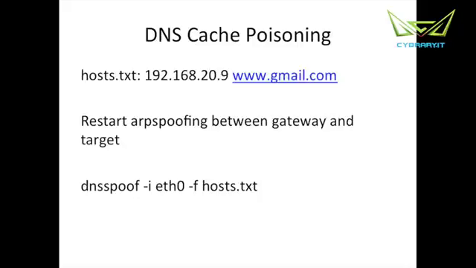Again, we can cache poison this. We can use a tool called DNS spoof to do so. That's exactly what we're going to do. We are going to have to do ARP spoofing between the gateway and our target. So when it tries to call out for DNS, it will instead ask us, and we will reply with whatever we want.